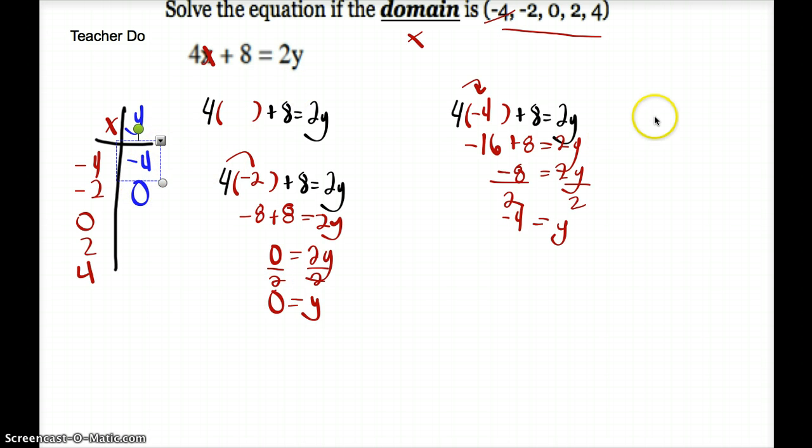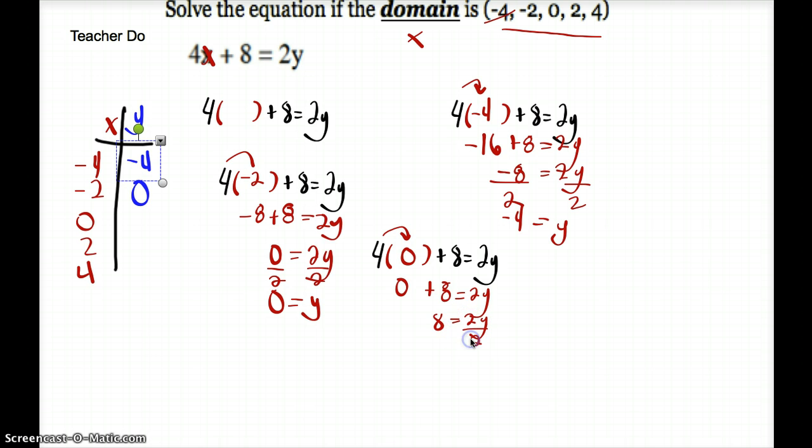All right. Again, your Unit 2 skills are very, very important. You're going to have to do it 5 times. It's like doing 5 problems. But luckily, it's the same process over and over again, multiplying and adding and dividing. 4 times 0 is 0, plus 8 equals 2y, 8 equals 2y, and then divide both sides by 2. Y equals 4. Again, color.